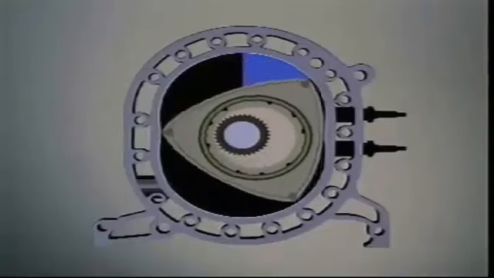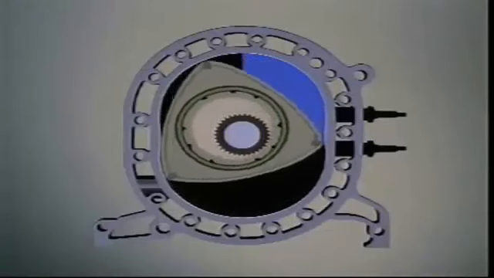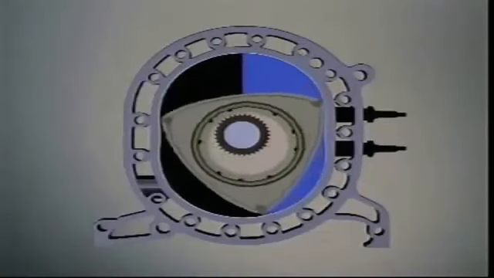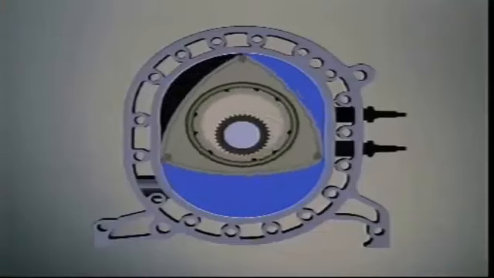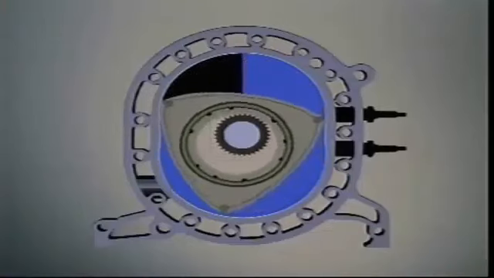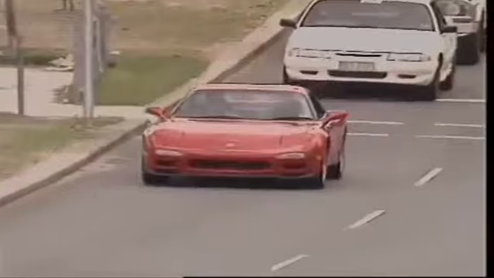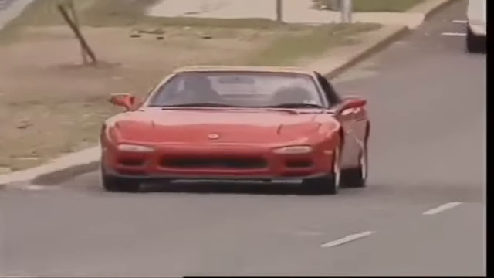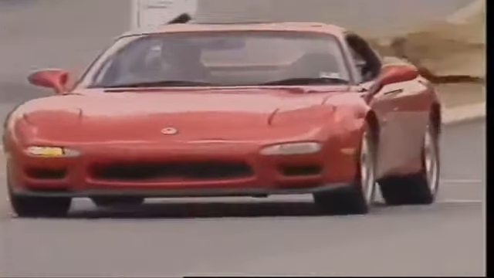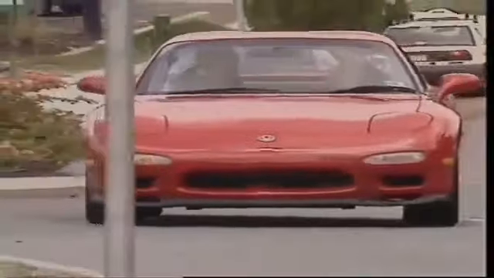The rotor is roughly triangular in shape, and it turns inside a housing which is a particular geometric shape called an epitrochoid curve. Because it spins rather than moves up and down, engine operation is said to be very smooth and vibration-free.